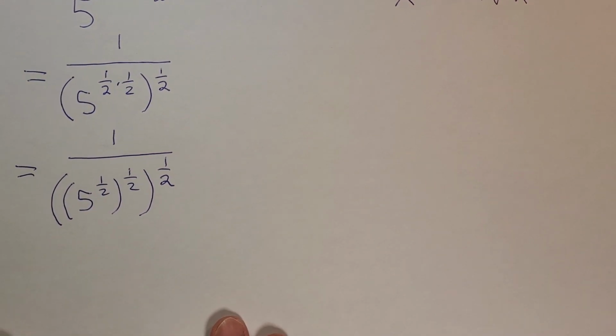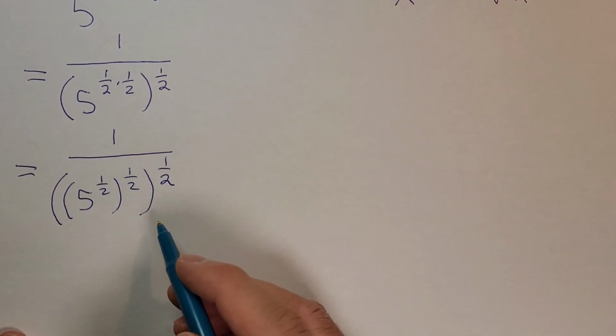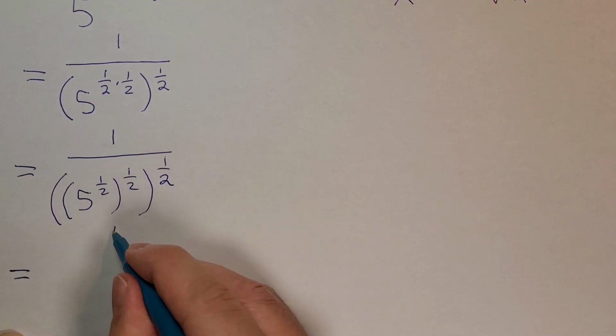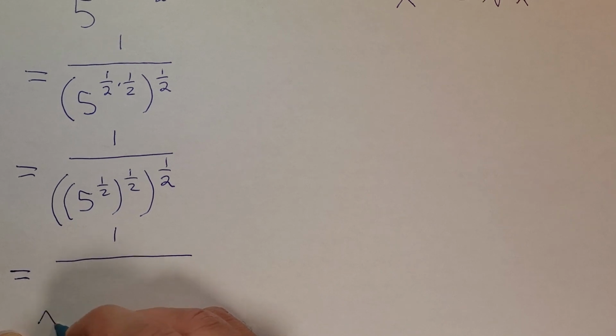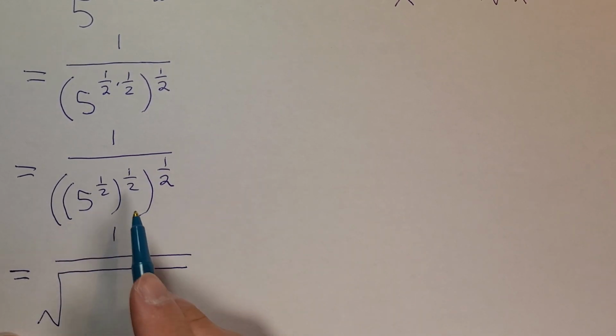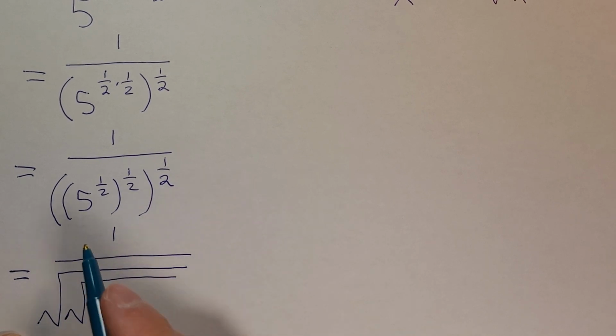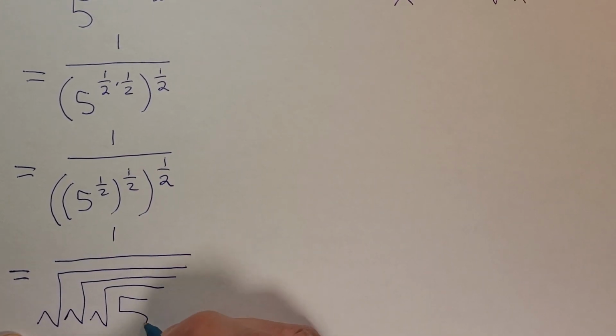Now I'm going to change the 1/2s to square roots. So the outermost 1/2 becomes the outermost square root. The middle 1/2 becomes the middle square root. And the innermost 1/2 is the inner square root. I put a 5 there.